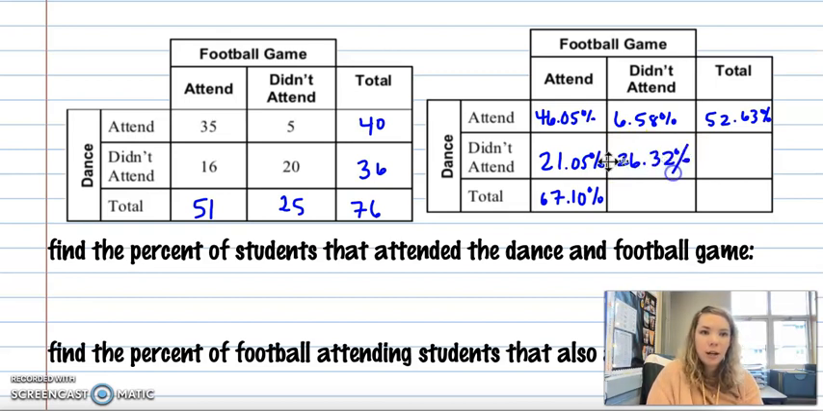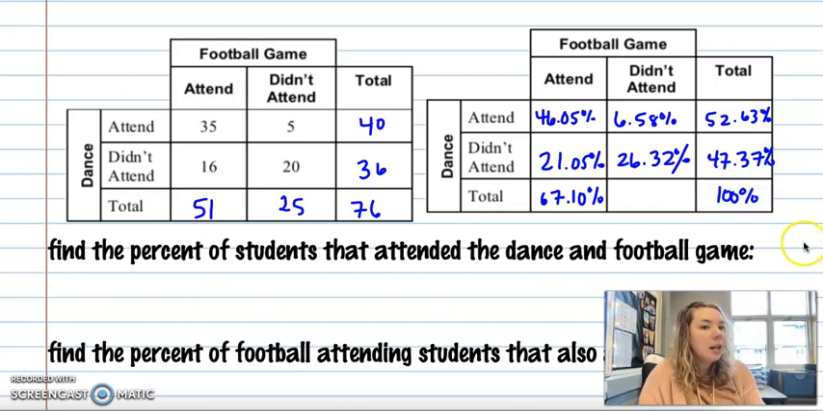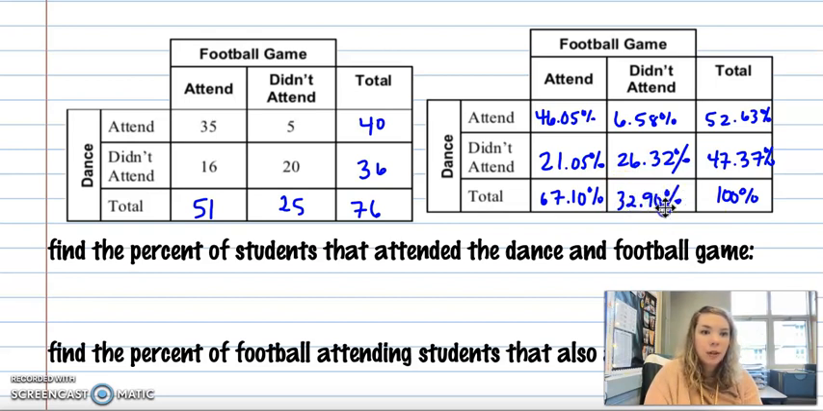Okay, so if I add this direction, I would get 47.37. And if I add straight down, that gives me 100 even. Remember, you can be 100.1 or 99.9 because of rounding error, but 100 is the goal. And if I add this way, I get 32.90%. And these two would also add to 100 if I added this way.